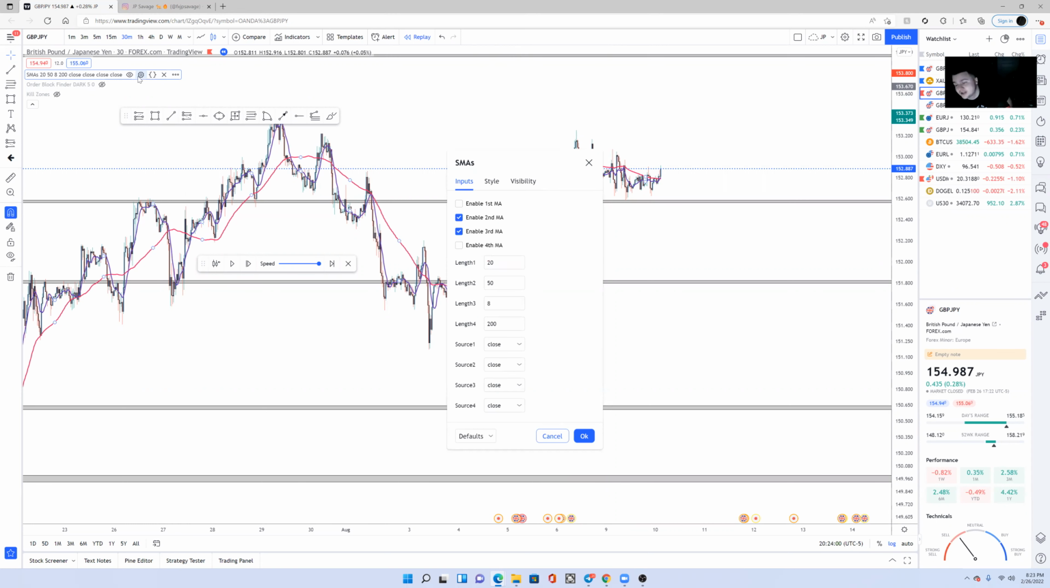The 20, I used it a little bit more for swing trading, just because remember, this is a moving average of 8 candles, a moving average of 20 candles, a moving average of 50 candles. So if you're in a swing trade and 20 candles pass and you're seeing that price is starting to close below the 20 SMA, then at that point you most likely want to get out.